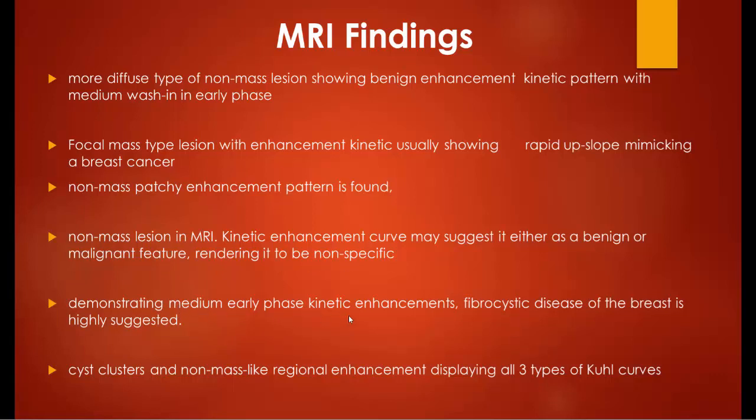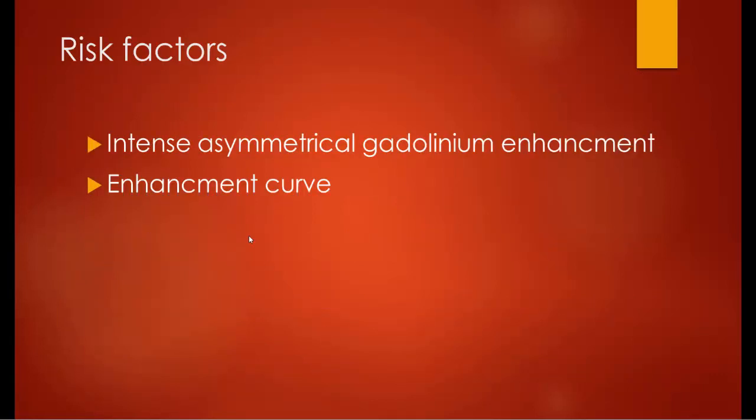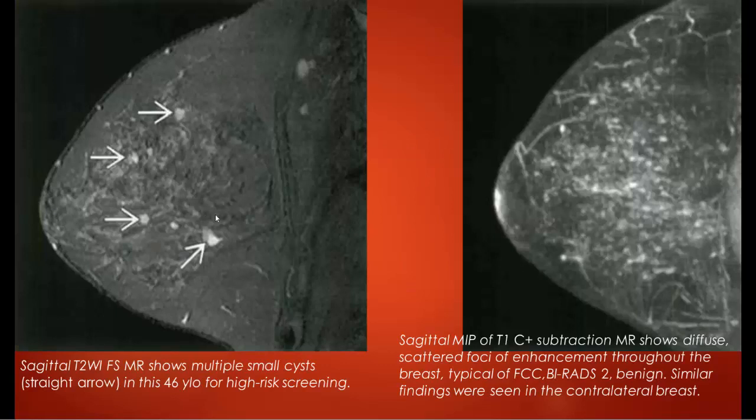Demonstrating medium early phase kinetic enhancement, fibrocystic disease of the breast is highly suggested. Cyst clusters, non-mass-like regional enhancement displaying all three types of curve. Risk factor in MRI: intense asymmetrical gadolinium enhancement curve. T2 MR shows multiple small cysts, high-risk screening female, fibrocystic change. T1 with contrast shows diffuse scattered foci of enhancement, typical fibrocystic change by BI-RADS 2 classification.